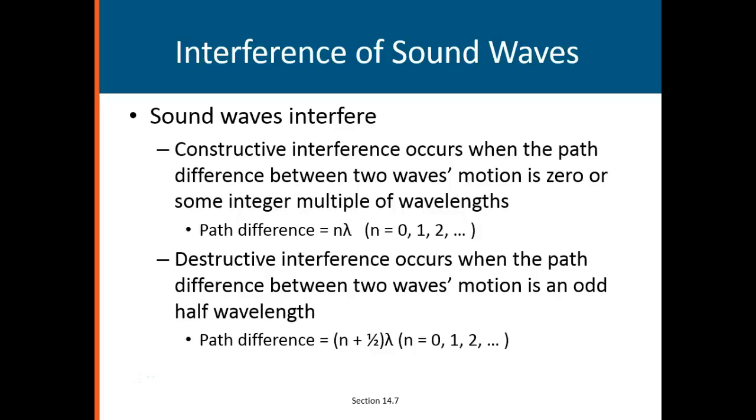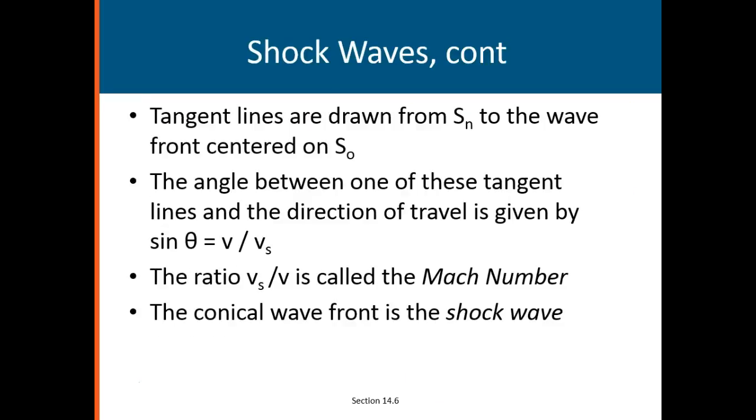Now we're moving to 14.7. Here's another quick quiz. 14.3. As an airplane flying with constant velocity moves from a cold air mass into a warm air mass, does the Mach number increase, decrease, or remain the same?